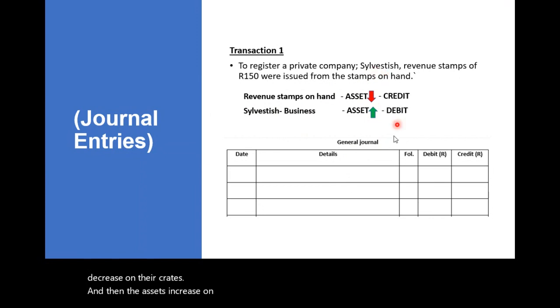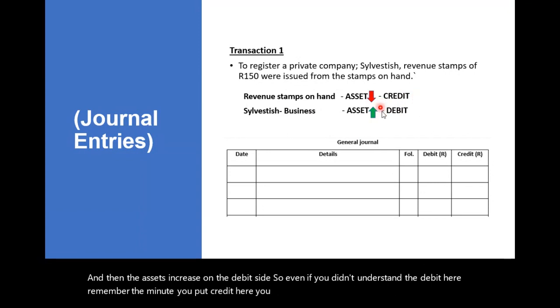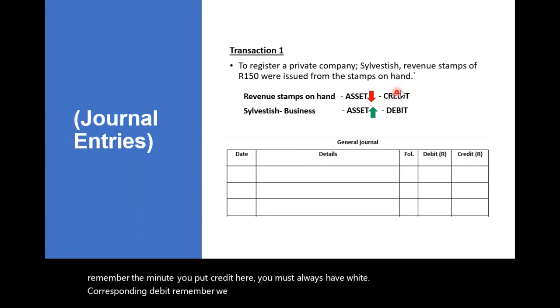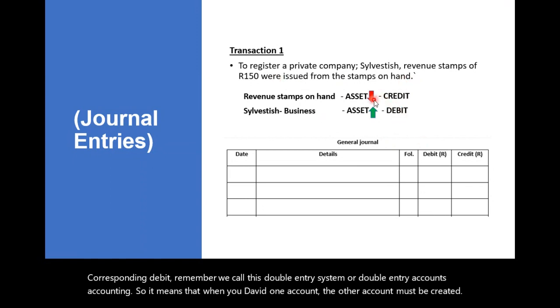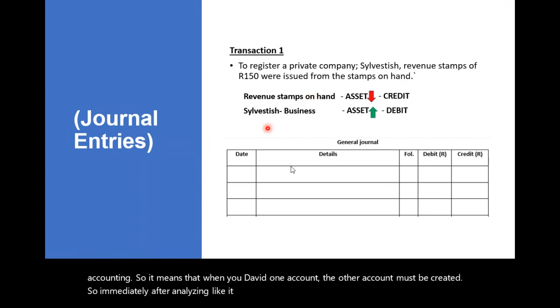So even if you didn't understand the debit here, remember the minute you put credit here, you must always have what? Corresponding debit. We call this double entry system or double entry accounting. So it means that when you debit one account, the other account must be credited. So immediately after analyzing like this, it means now I'm ready to go and record in my books.